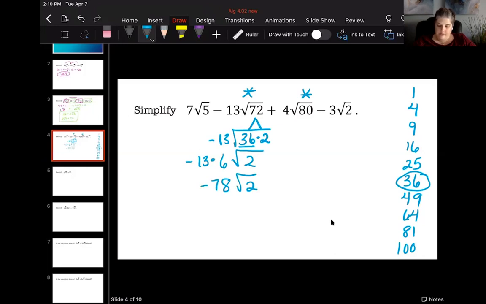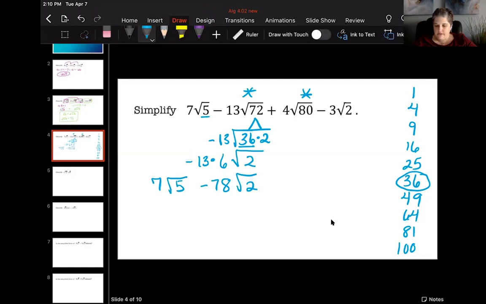And then you're going to bring down that 7 square root of 5 because we haven't done anything with that yet. And now I'm going to work on the 80. I think I told you this yesterday, Emily, you said you came yesterday. I told you that there's a little hint. So they want you to simplify by combining like terms.